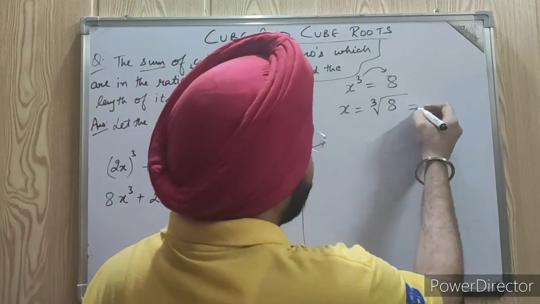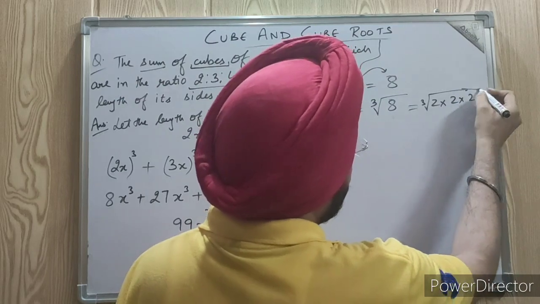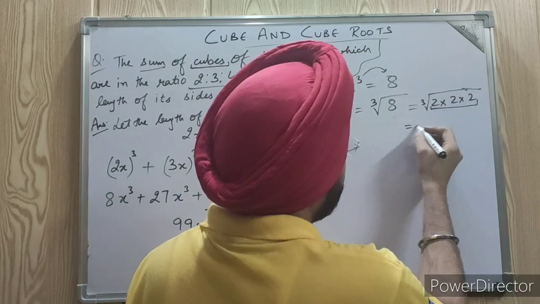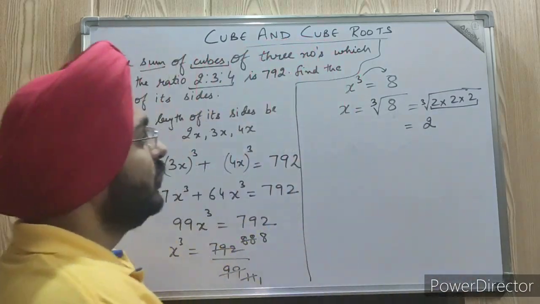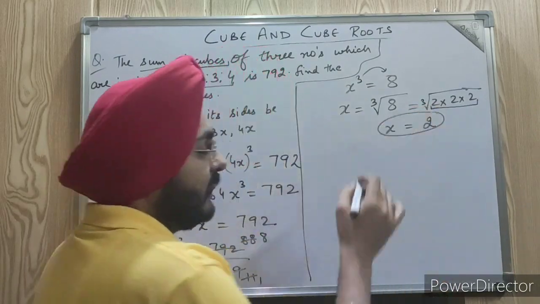So what's the cube root of 8? Can I add in this way? 2 into 2 into 2. When you do the prime factorization, this one forms the triplet, and x will be equal to 2 here. So I hope this will be clear here. So x value will be 2.